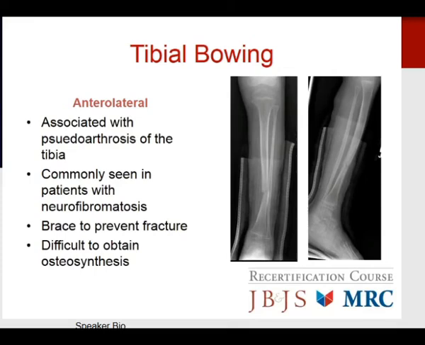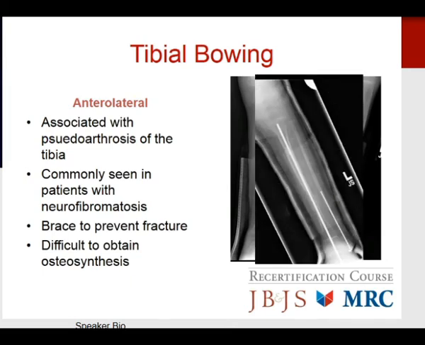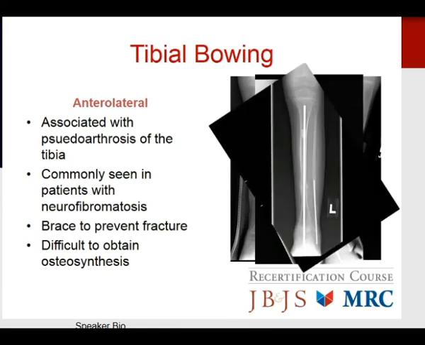Anterior lateral bowing, on the other hand, is associated with congenital pseudoarthrosis of the tibia and is commonly seen in patients with neurofibromatosis. Approximately 50% of patients with CPT will have neurofibromatosis, but only about 10% of patients with NF have CPT. The initial treatment is bracing to prevent fracture. This is important because once fracture occurs, it's very difficult to obtain and maintain osteosynthesis. Surgical treatment at this point is with resection of the hamartomas tissue, bone grafting, and internal fixation.